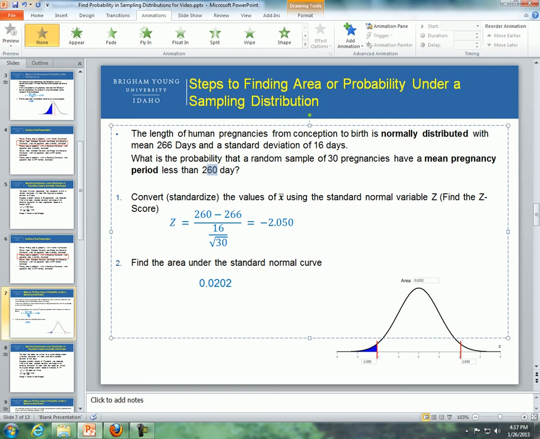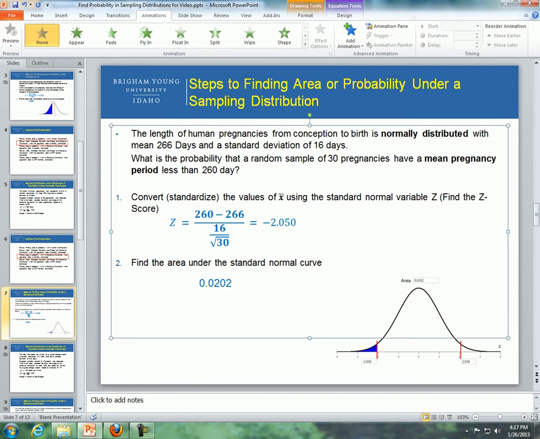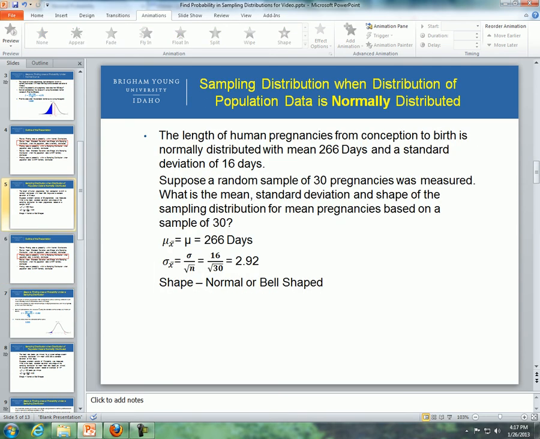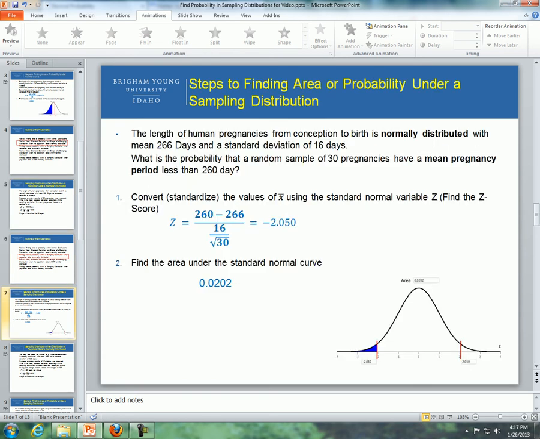Notice here that the thing that changes is what's in the denominator. The 16 divided by the square root of 30 is the new standard deviation of our sampling distribution. This is what we did on the previous slide. This is the 2.92. That is the standard deviation. That's what we put in now in our denominator for the z-score.